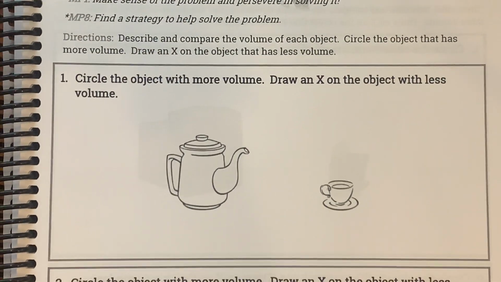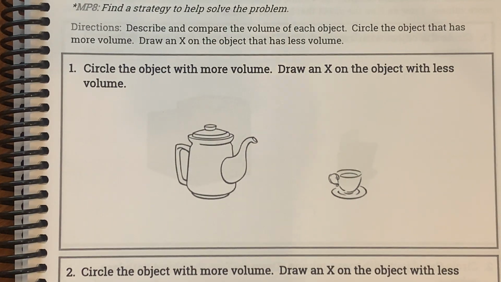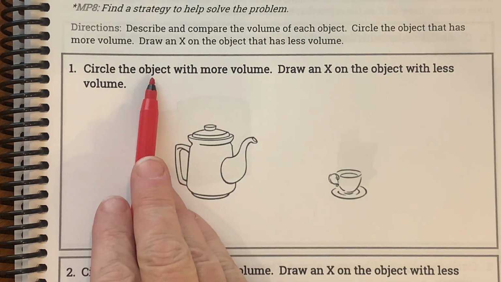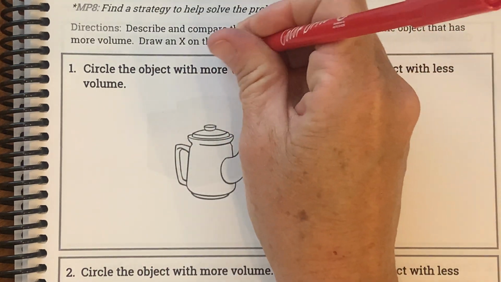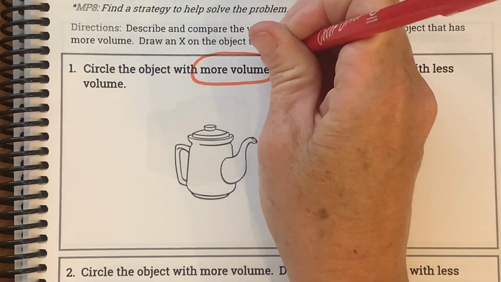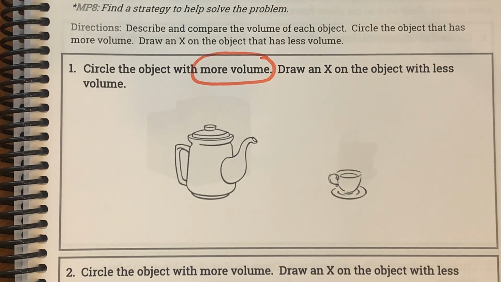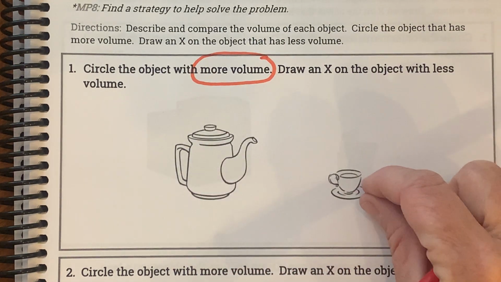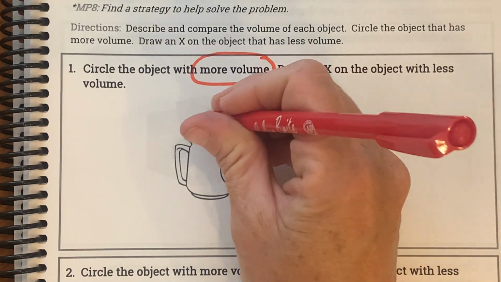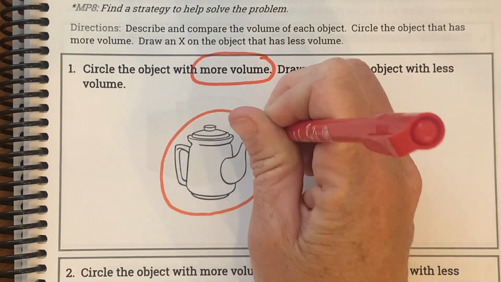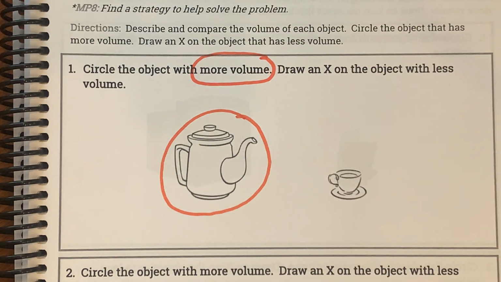Here is my first problem. And it says, circle the object with more volume. So the one with more volume, they want me to circle. So more volume means holds more. So which one holds more? The teapot or the teacup? Okay, I hope we're saying, boys and girls, the teapot holds more, which means it has more volume.